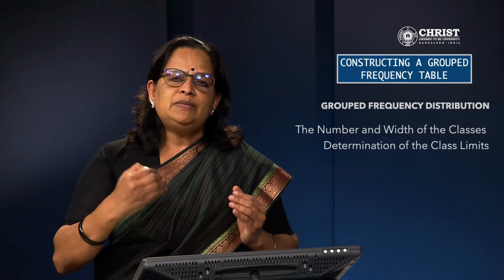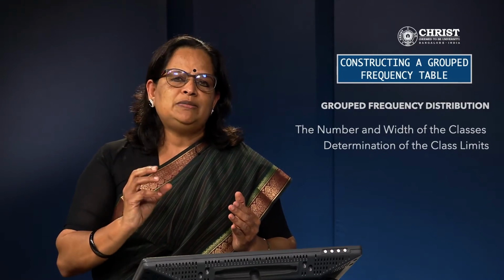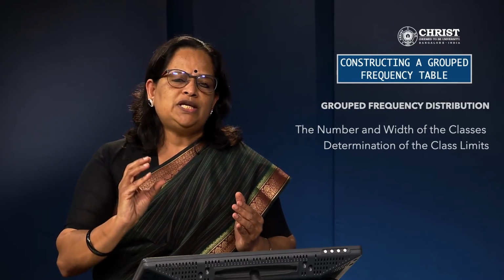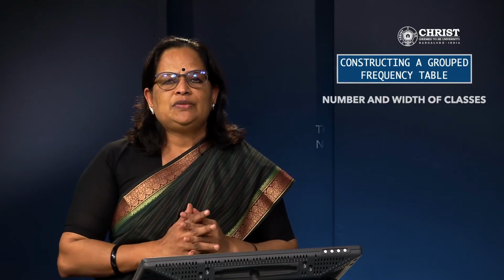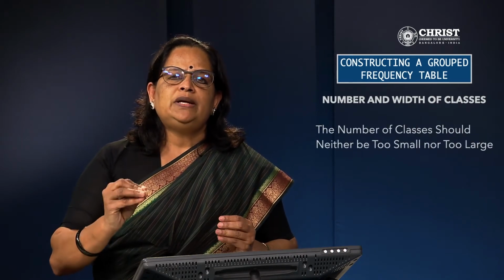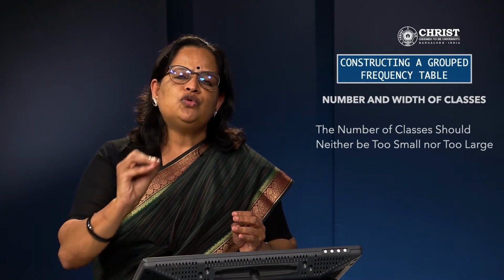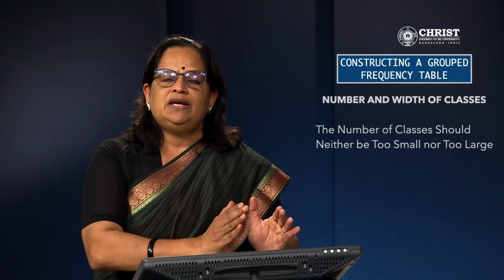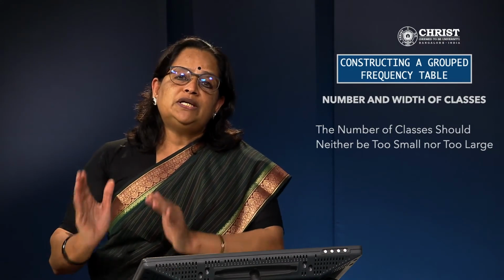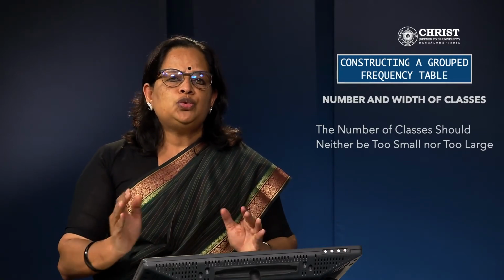Second one is determining the class limits, 0 to 5 or 0 to 10. What should be the class limit? These two decisions we are going to take using one formula. First one is the number and width of class. The number of classes should be neither too small nor too large. Between 4 to 20 is a good number. If you keep 3 classes, or 30 classes, it's not correct. It should not be too small and it should not be too large.